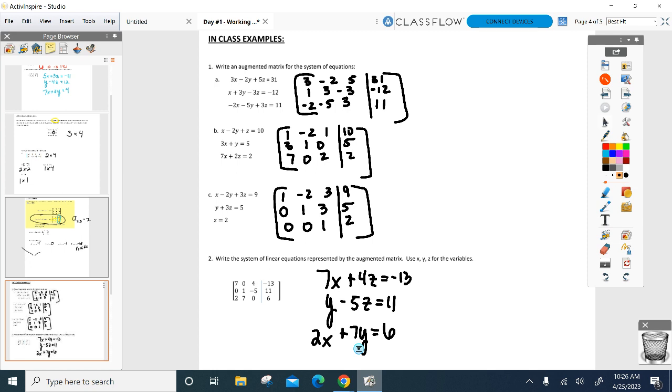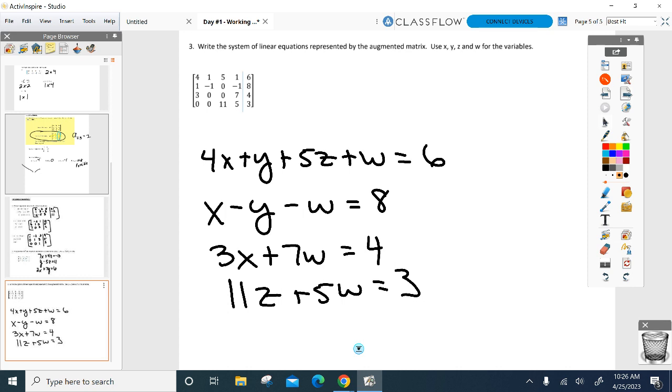Everyone's all good? And then I'm hoping everybody went XYZW. I had originally gone in alphabetical order, but last period was like, no, go in the order it has up there. So I rewrote it.